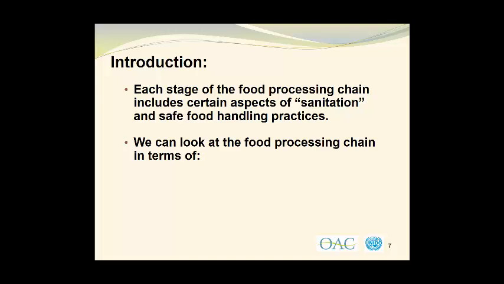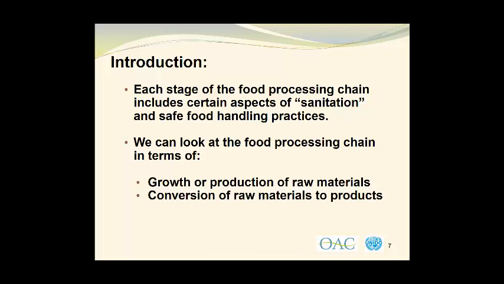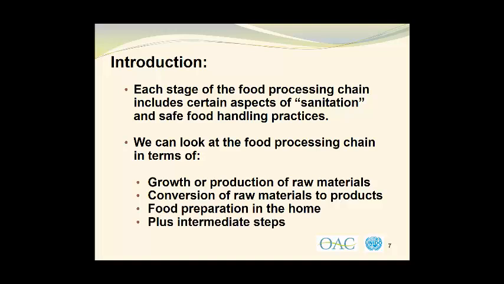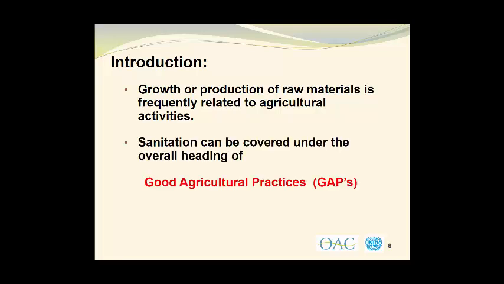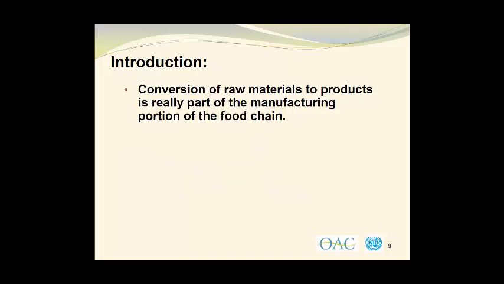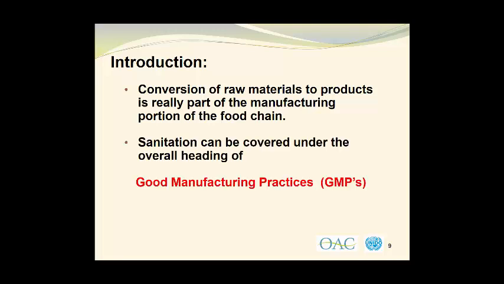We can look at the food processing chain in terms of growth or production of raw materials, conversion of raw materials to products, food preparation in the home, and of course, some intermediate steps. Growth or production of raw materials is frequently related to agricultural activities. Sanitation can be covered under the overall heading of Good Agricultural Practices, or GAPs. Conversion of raw materials to products is really part of the manufacturing portion of the food chain.